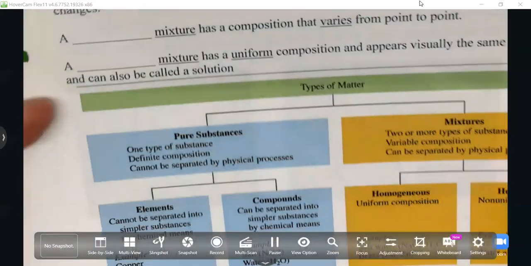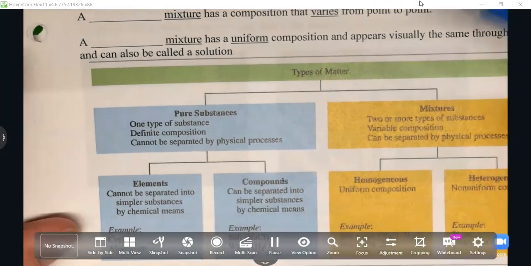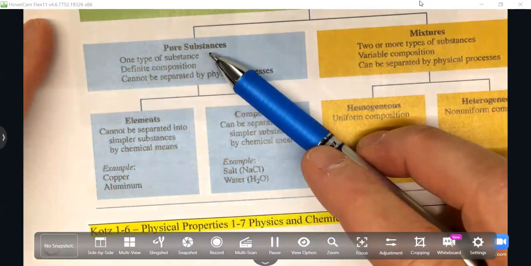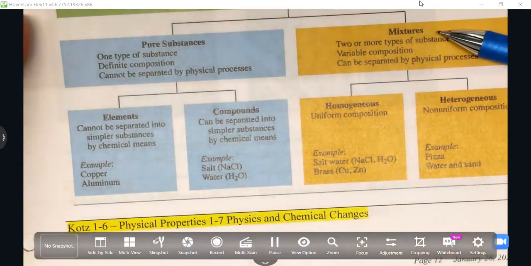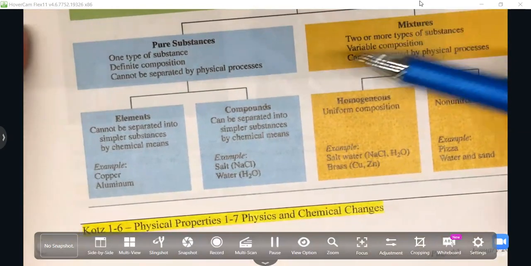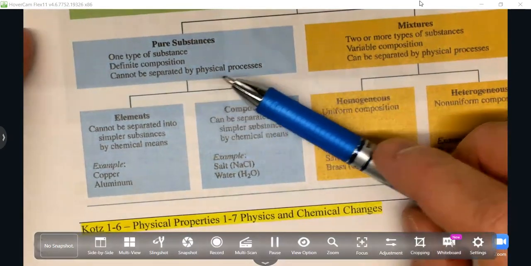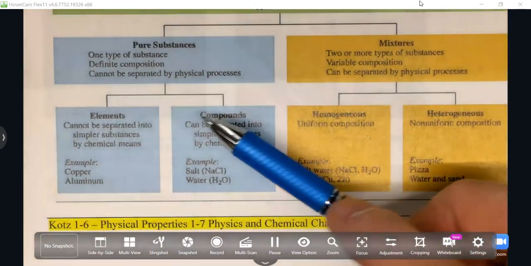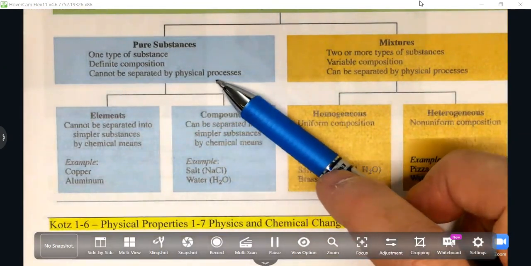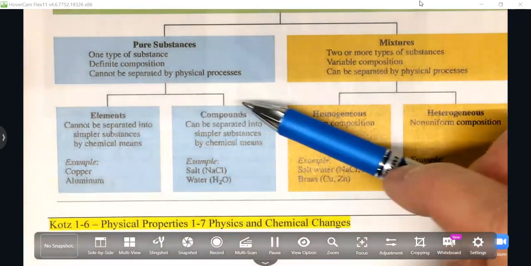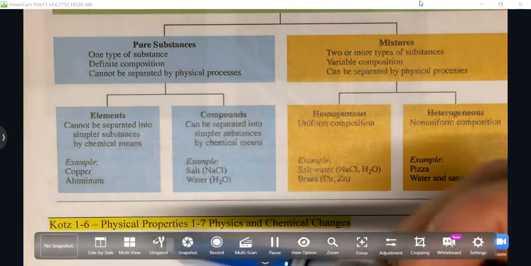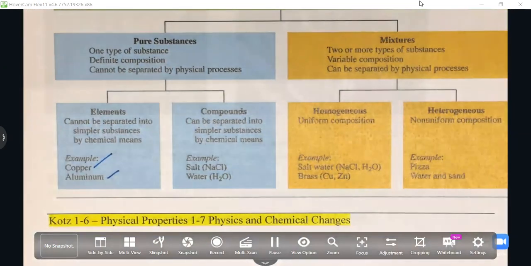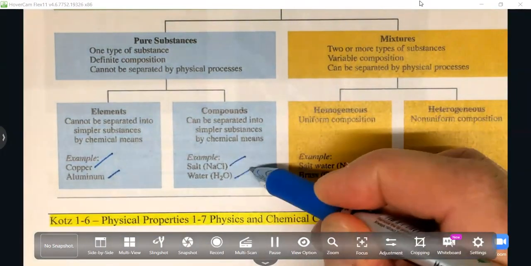Okay, let's talk a little bit about types of matter. For types of matter, we can have a pure substance or mixture. If we have a pure substance, it's going to have a definite composition, and it cannot be separated by physical processes. We are going to have an element or a compound. Element, periodic table, right? Copper, aluminum. Or compound, salt, water.